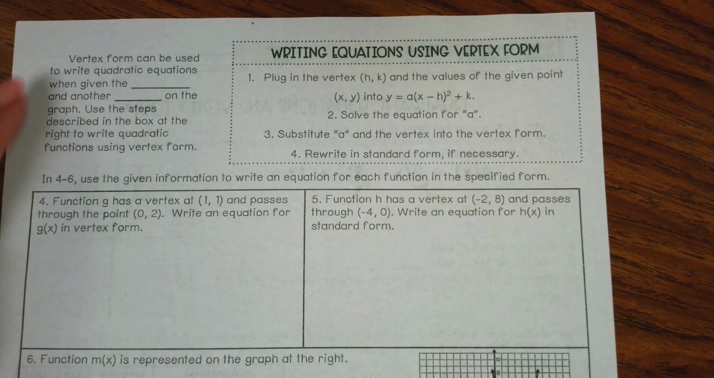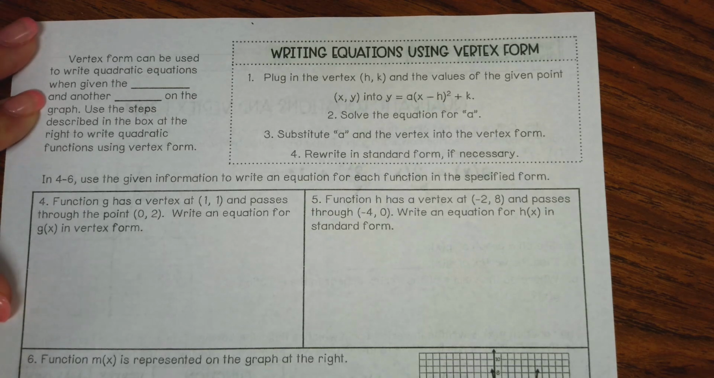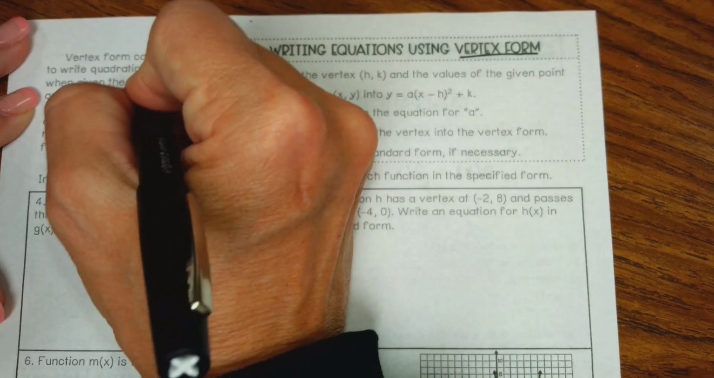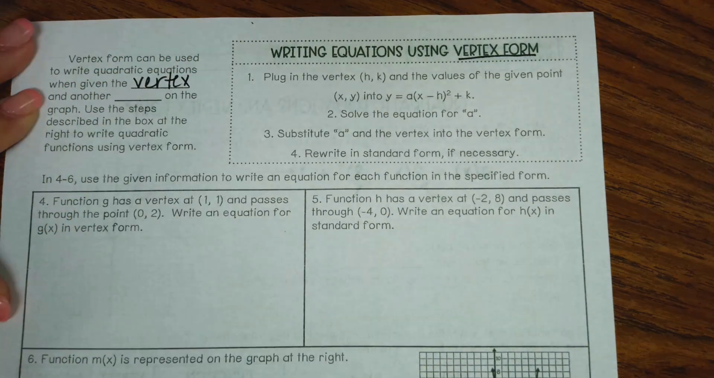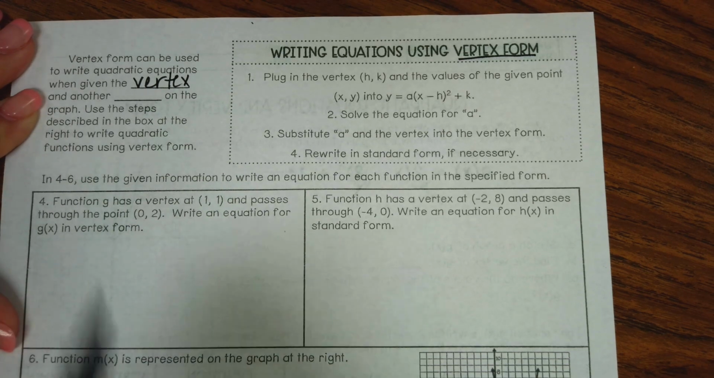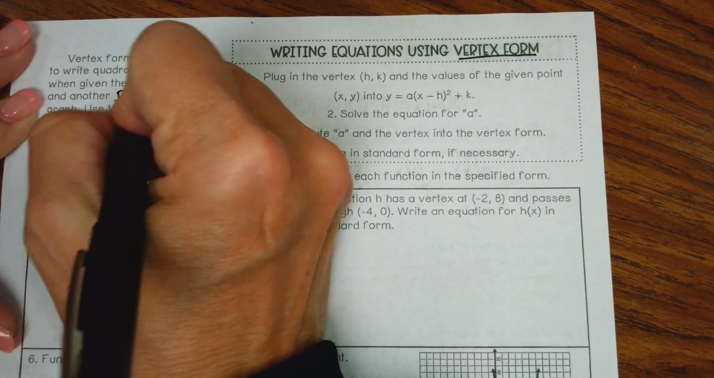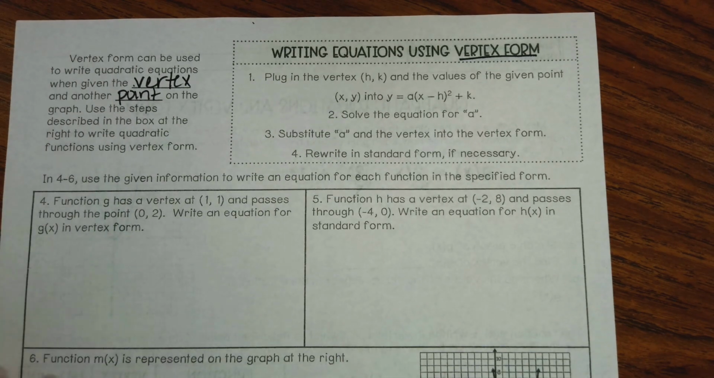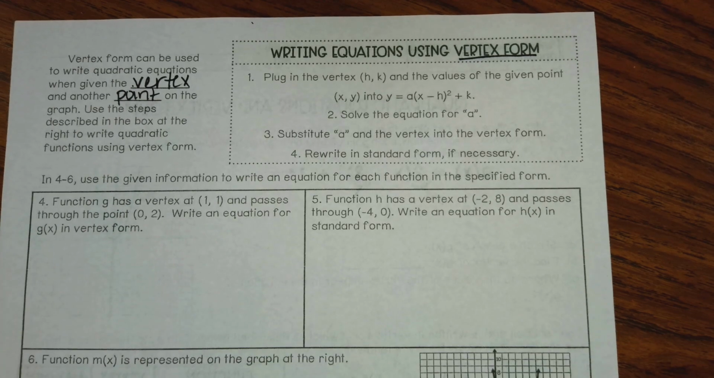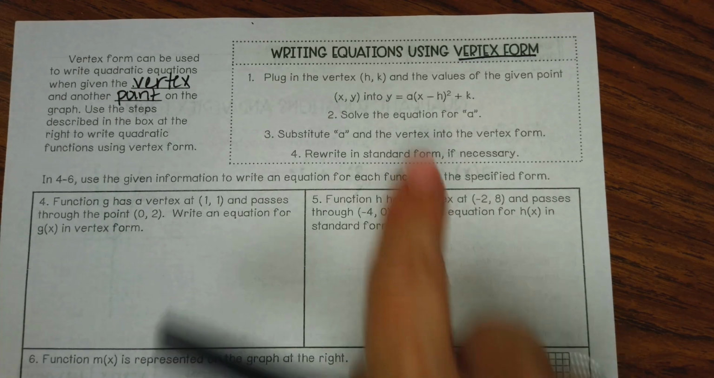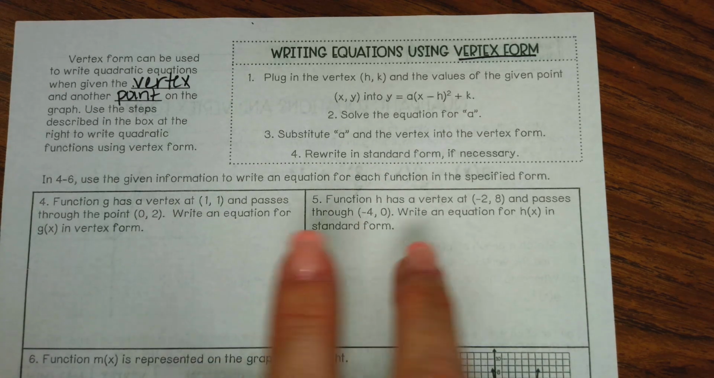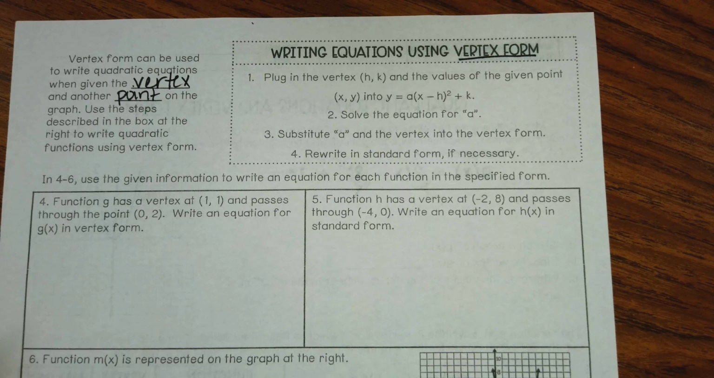Okay, here to the left it says vertex form can be used to write quadratic equations. If it's called vertex form, you have to know the vertex and another point on the graph. So if you know the vertex and one point on the parabola, then you can actually come up with the equation in vertex form. So here are the steps we're going to go through while doing problems 4, 5, 6.